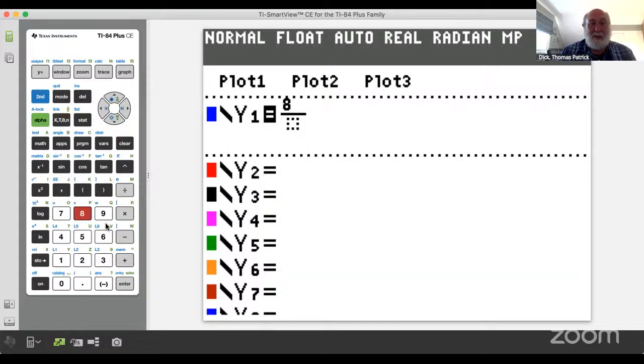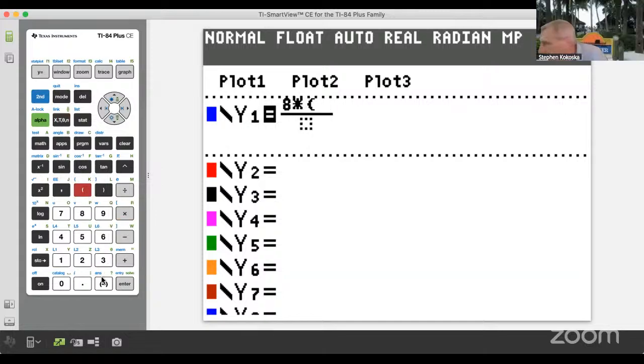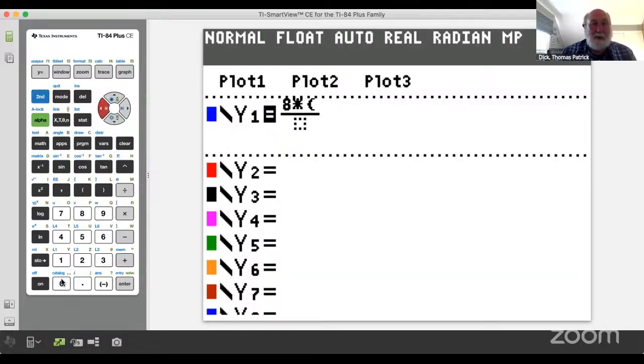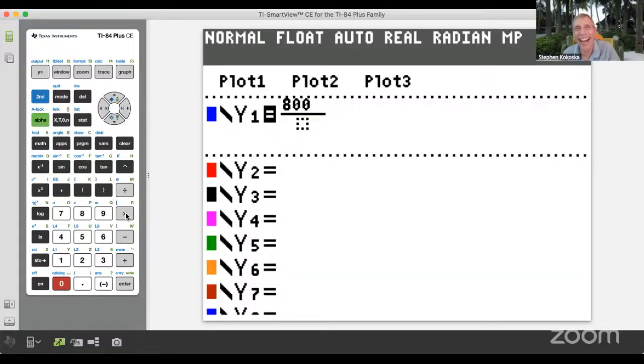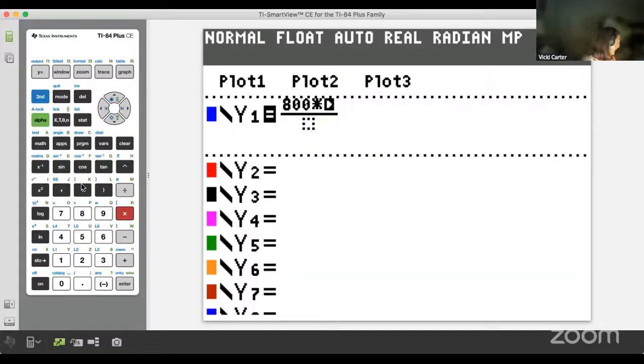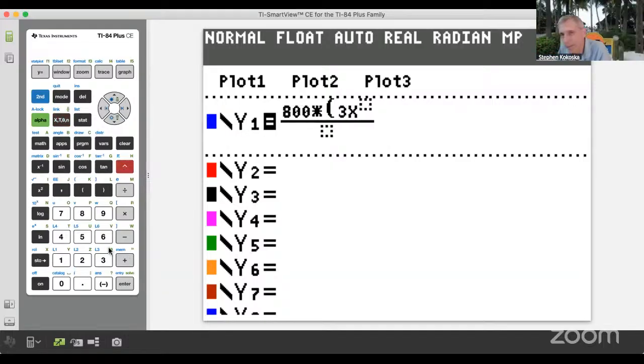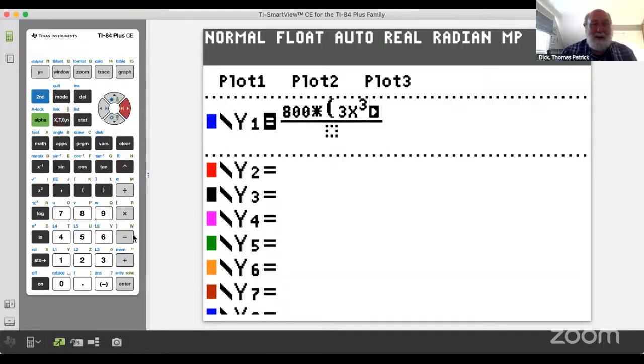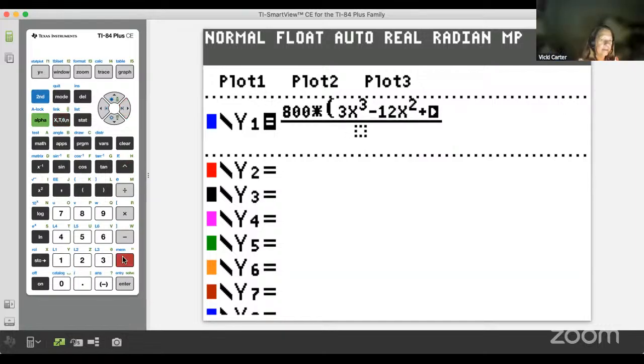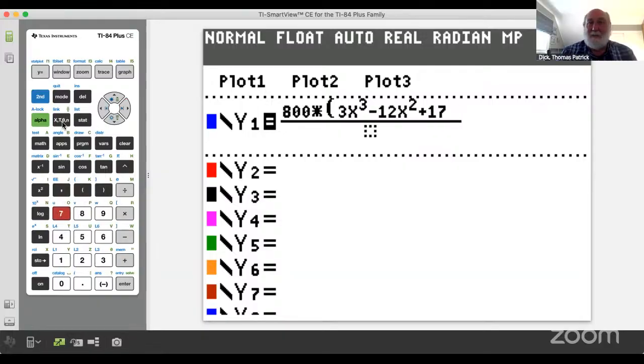So we've got 8 times... I think it was 800, Tom. Oh, sorry. That would make a difference. Just a slight one. So 800 times, let's see what we got, 3x cubed, and come down, minus 12x squared. And again, x is playing the role of time for us here. Yep. And then plus 17, and again, x in place of t.